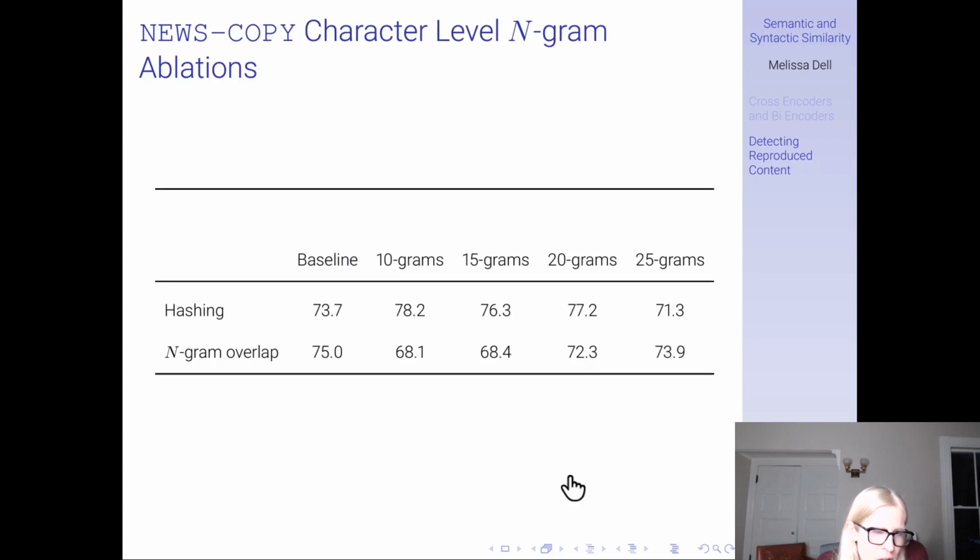Okay, we can use character-level n-grams, where instead of the n-grams being words, they're characters. So now we use 10-grams, 15-grams, 20-grams, 25-grams of characters. And again, it's not really making that huge of a difference. It's maybe a little bit better depending on which n you use, and that varies between hashing and n-gram overlap. With n-gram overlap, the baseline is the best. So you can use character n-grams, but that's not going to make a big difference relative to using word n-grams. The neural methods still really outperform n-grams.